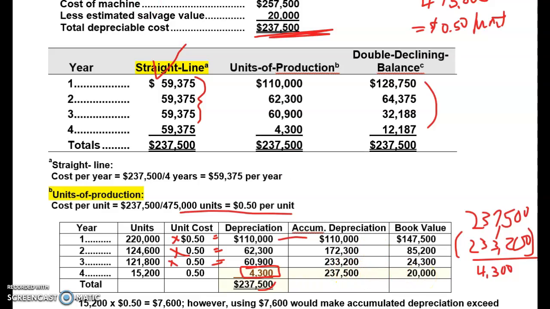So there's 2 takeaways here. 1, accumulated depreciation cannot exceed 237.5 at the end of year 4. And the book value at the end of year 4 must leave us 20 grand. Now, you're probably thinking, that's nice, great. Why didn't you do that for straight line? Because it's the same year after year after year. And as you can tell, total straight line depreciation is 237.5. So the book value would also be 20.